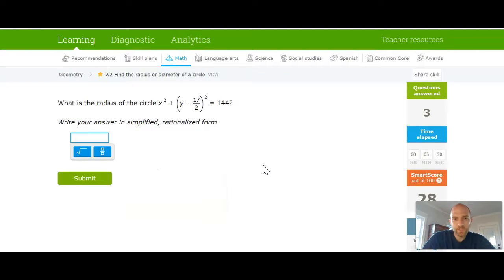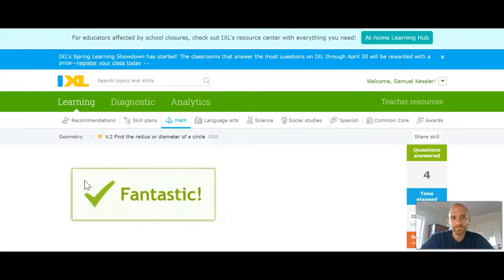Now this one we see written a little bit differently. What is the radius of the circle x squared plus quantity y minus 17 halves, closed quantity, squared equals 144. Again, even though they've put this number in here with y, all that's really going to do is shift the center of the circle, and we'll talk about that later. We still just want to take that number at the end and take the square root of it. So the square root of 144 is 12, and that's it.